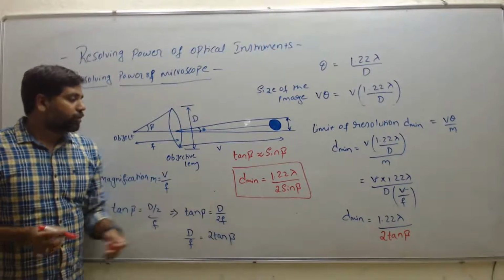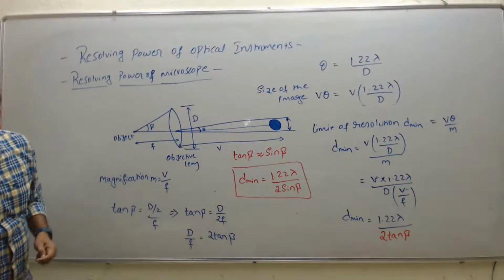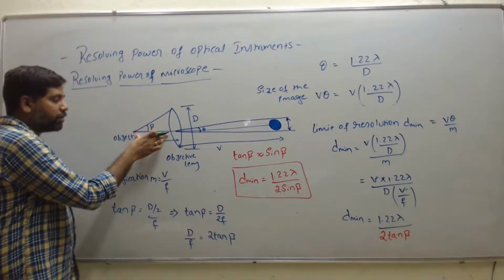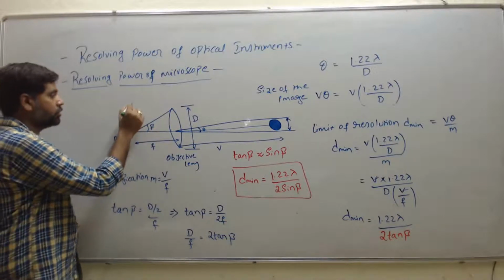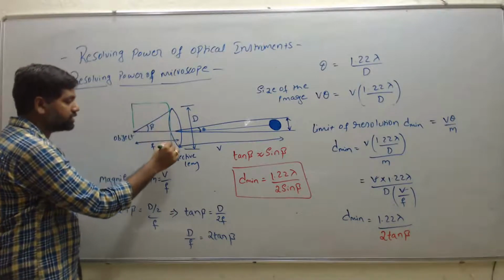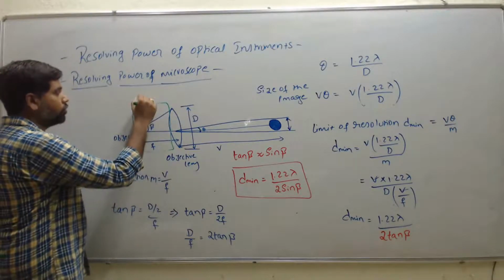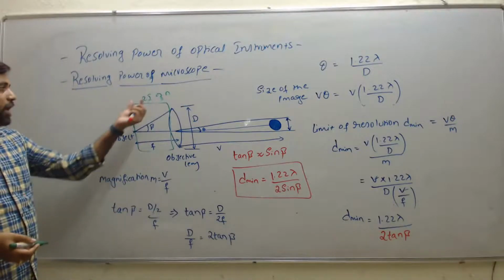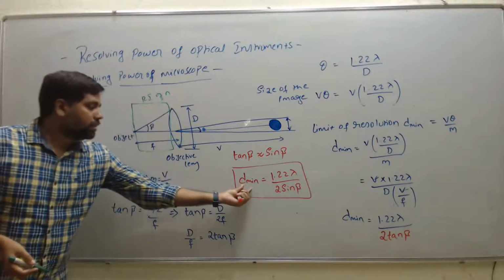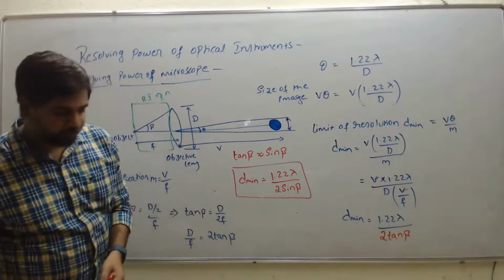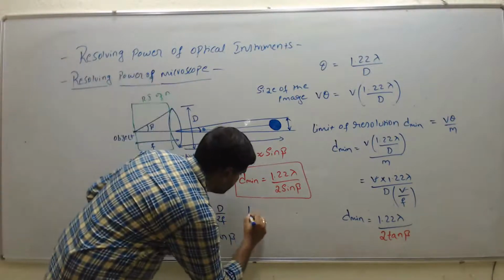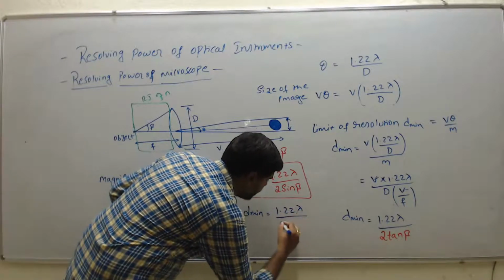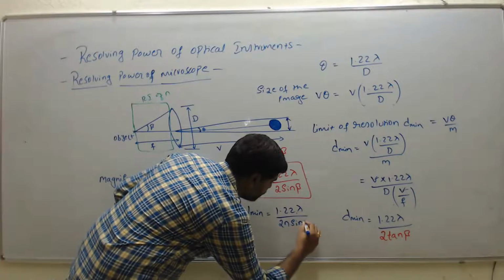Next, if we place a medium of refractive index n between the object and the objective lens, then d minimum becomes d minimum equals 1.22 lambda divided by 2n sin beta.